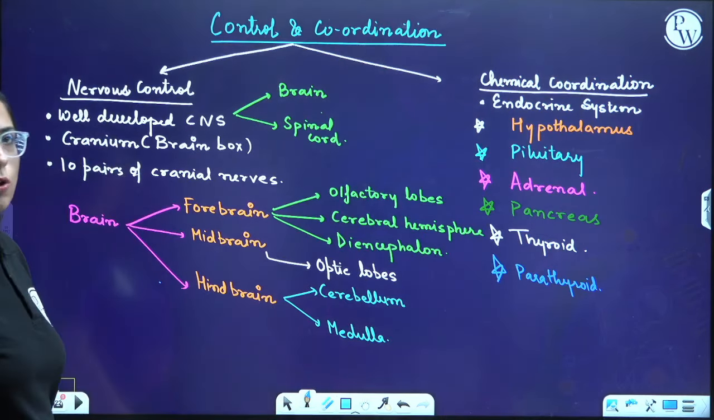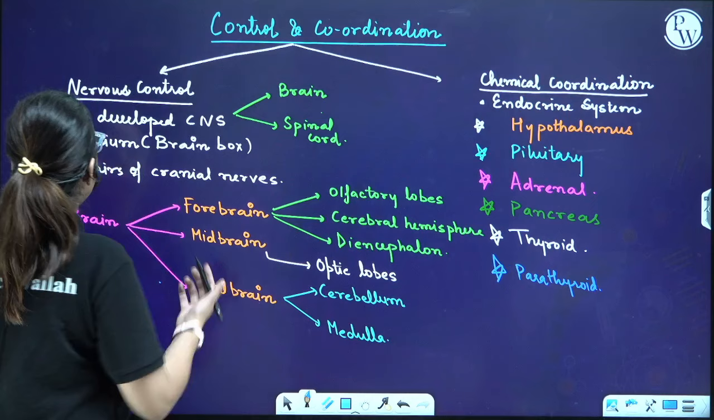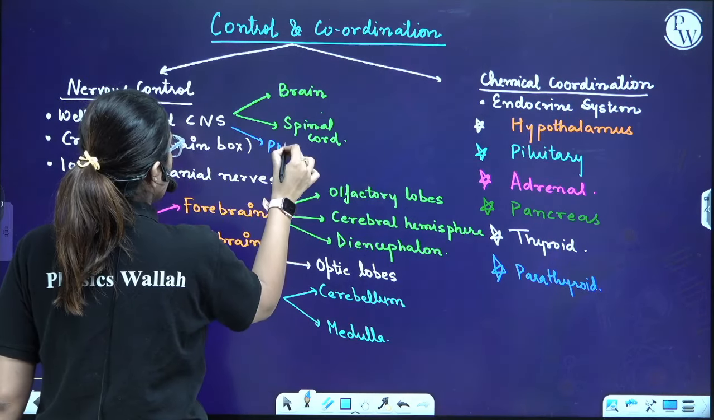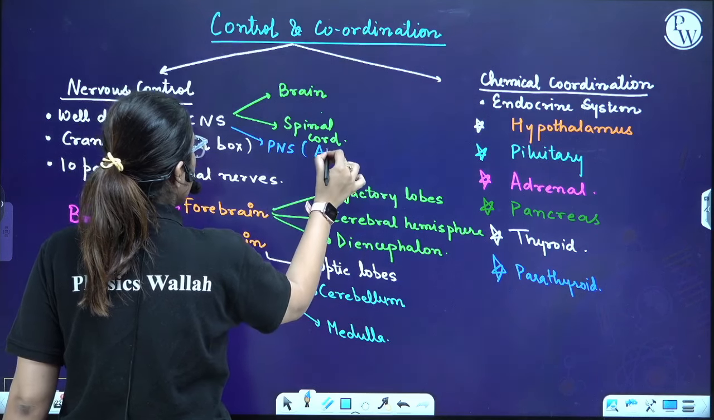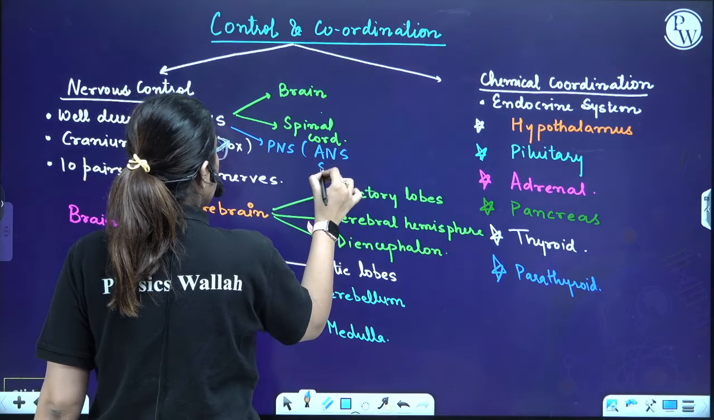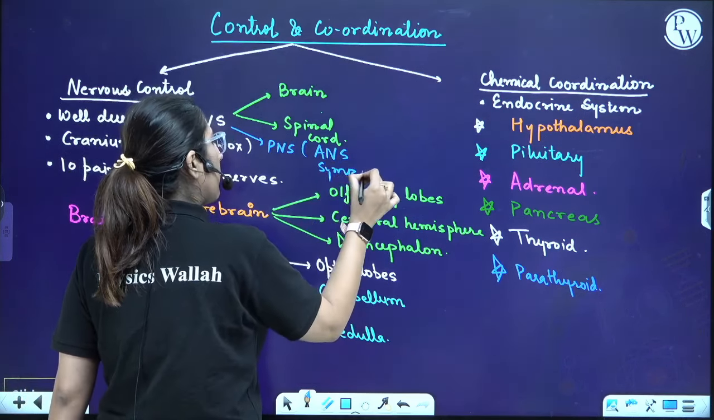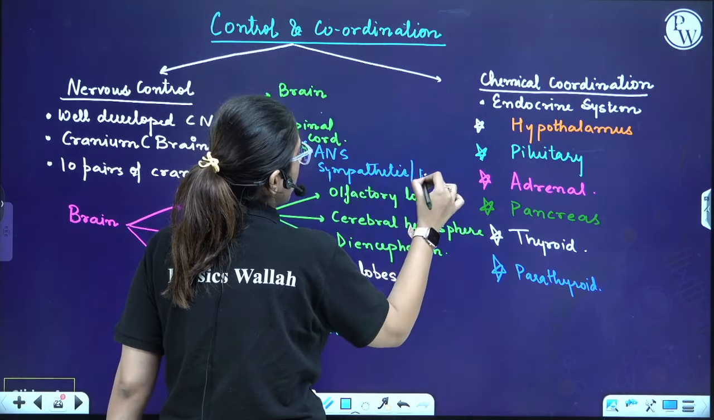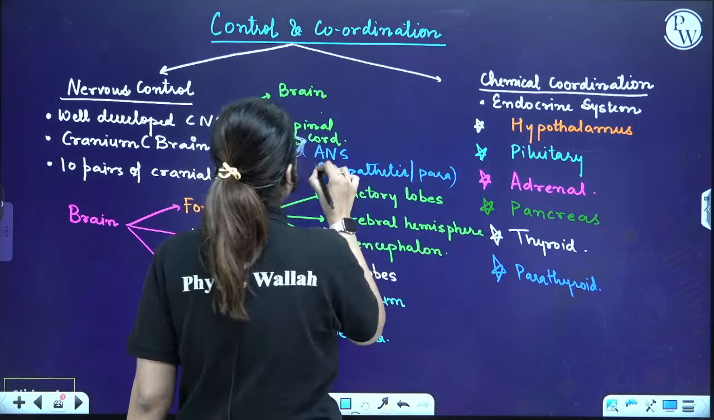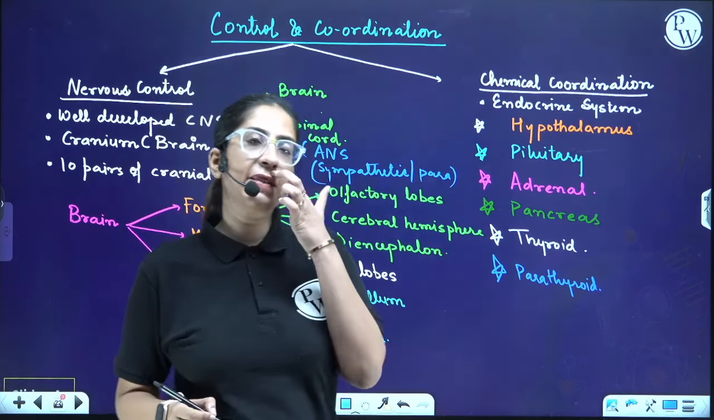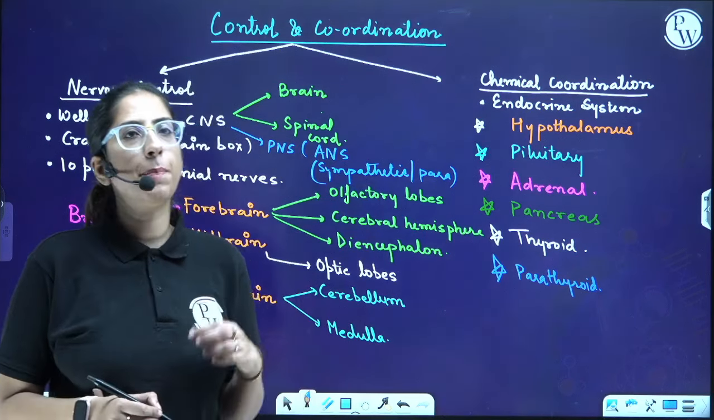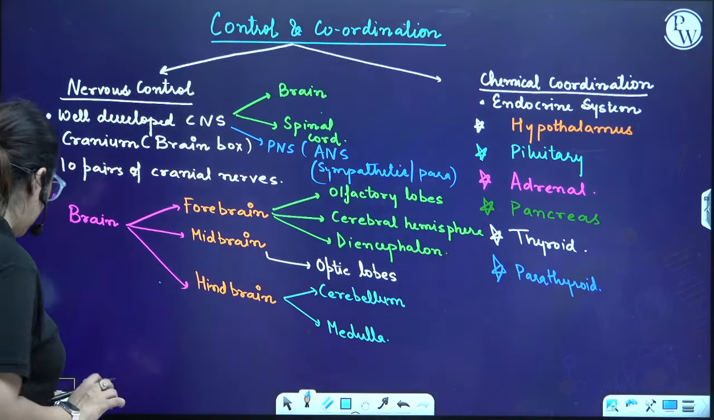So the peripheral nervous system is also well developed. This is nervous control: the central nervous system, and second, the PNS is also developed. In that, ANS is there. In case of ANS, you know the sympathetic and parasympathetic. You have done this chapter, right? Sympathetic is the one which is activated at the time of fight and flight. Clear? And the parasympathetic is activated in normal conditions.